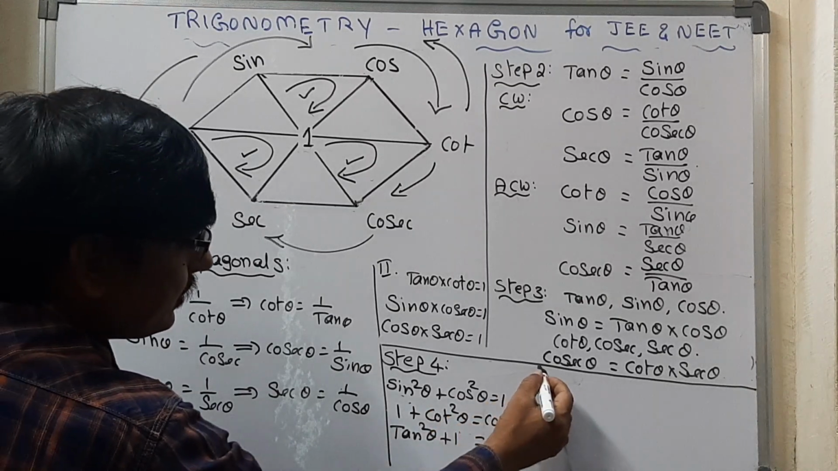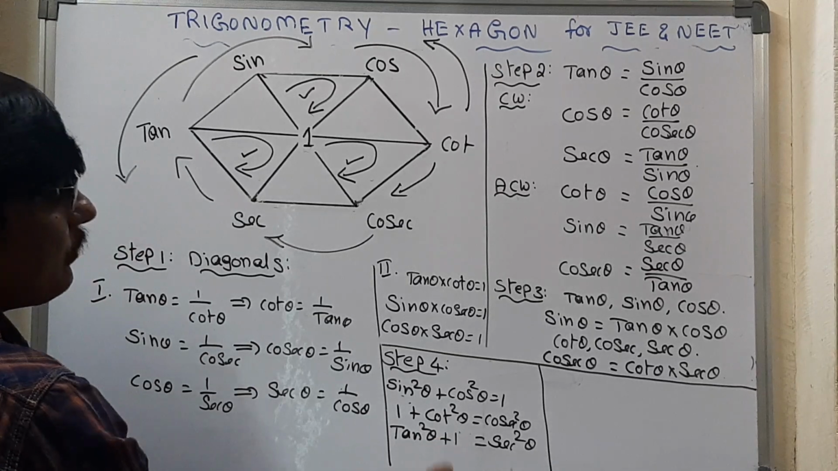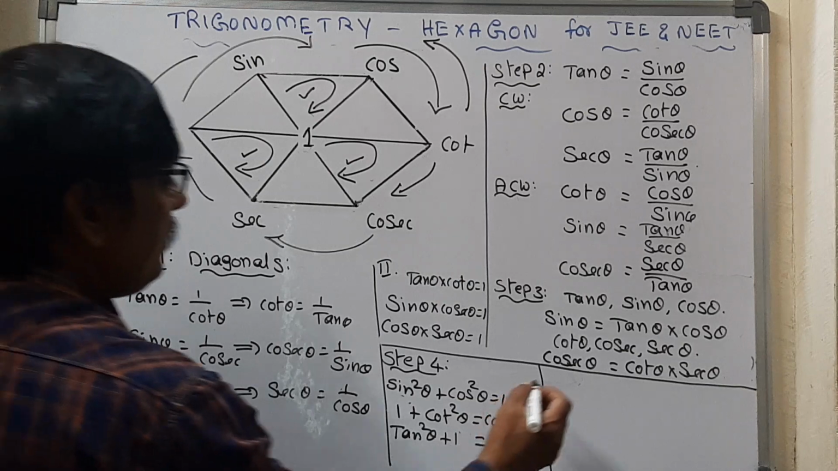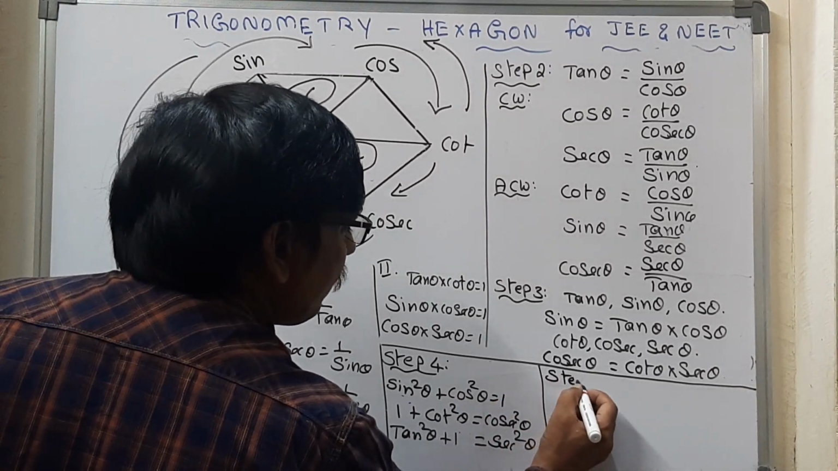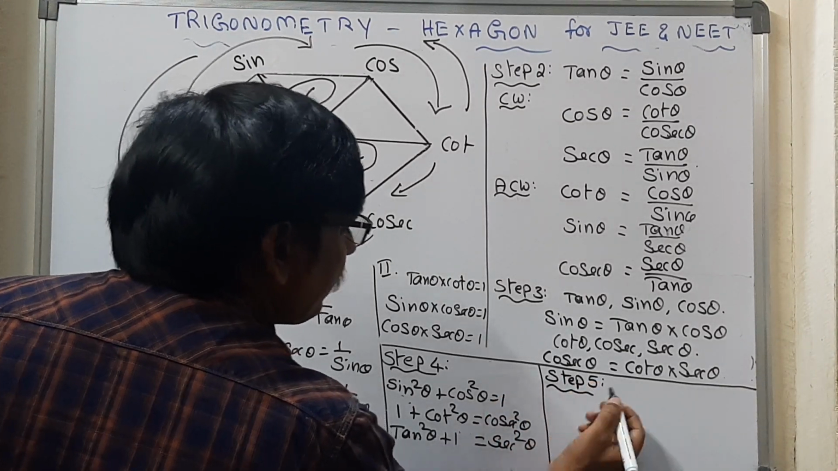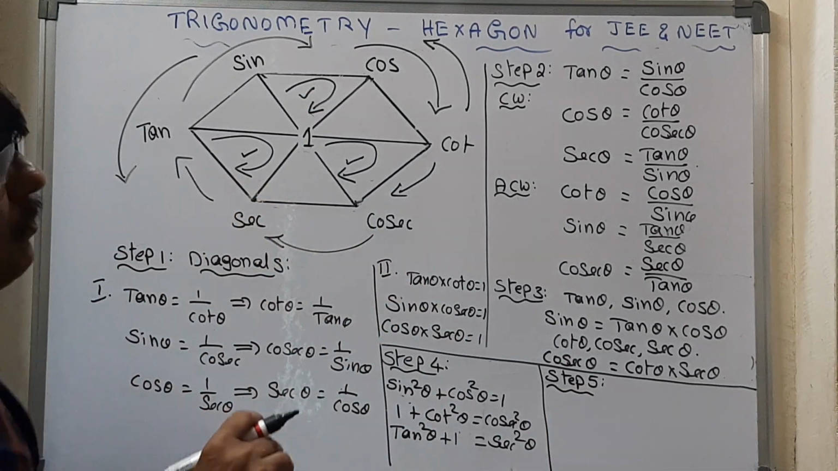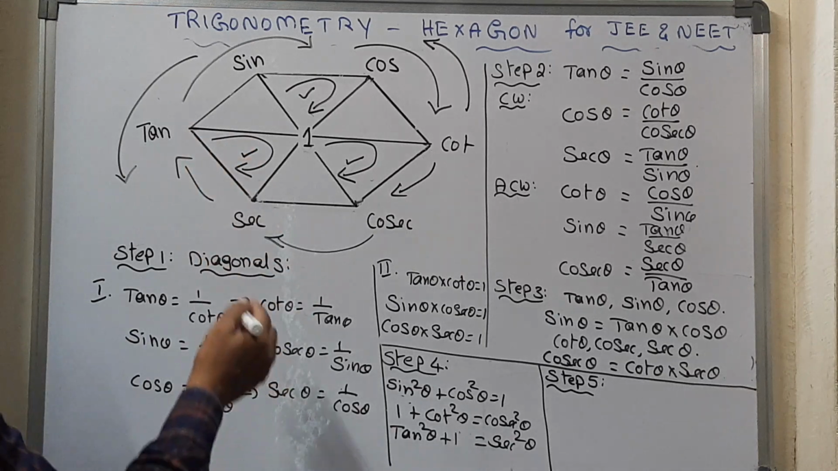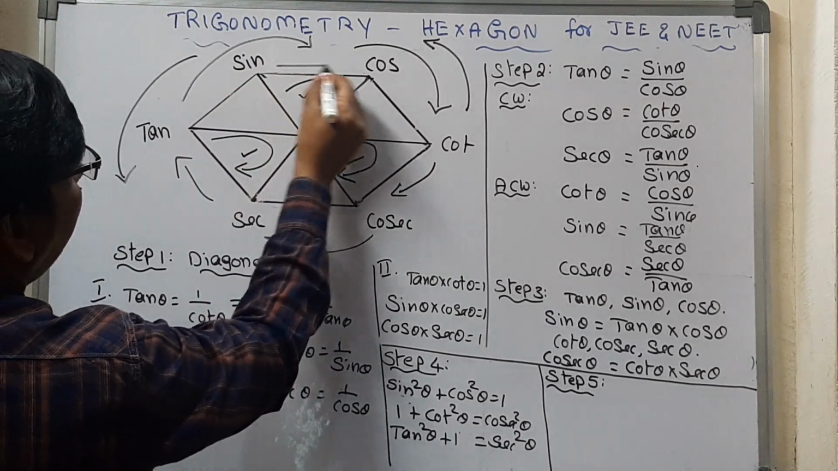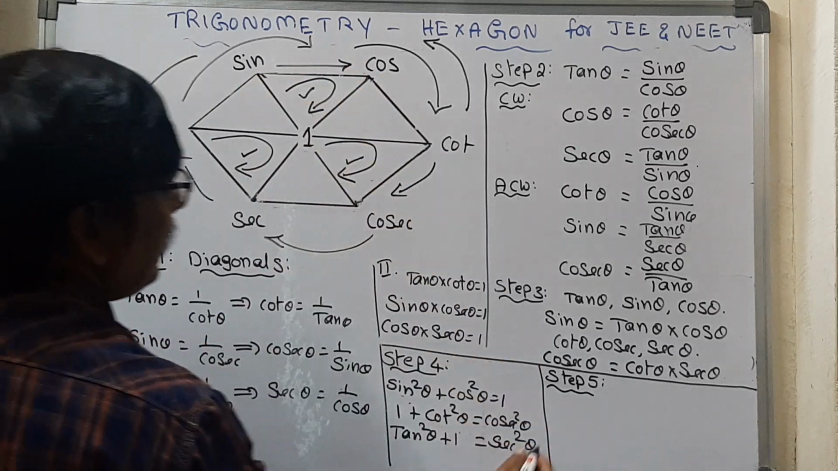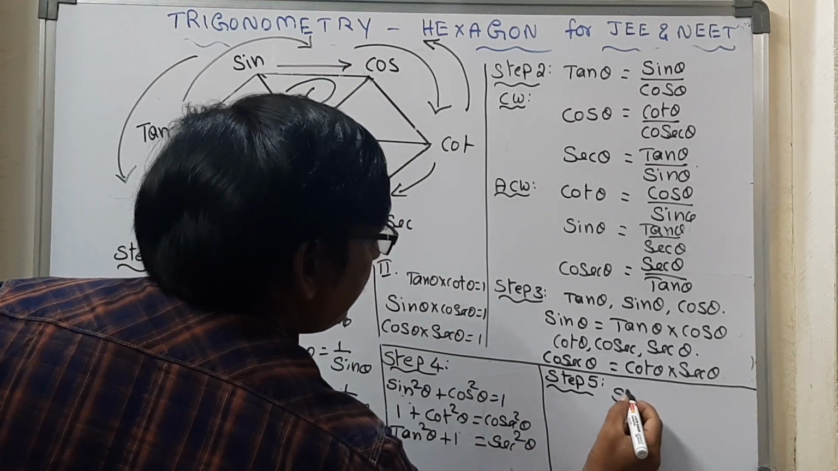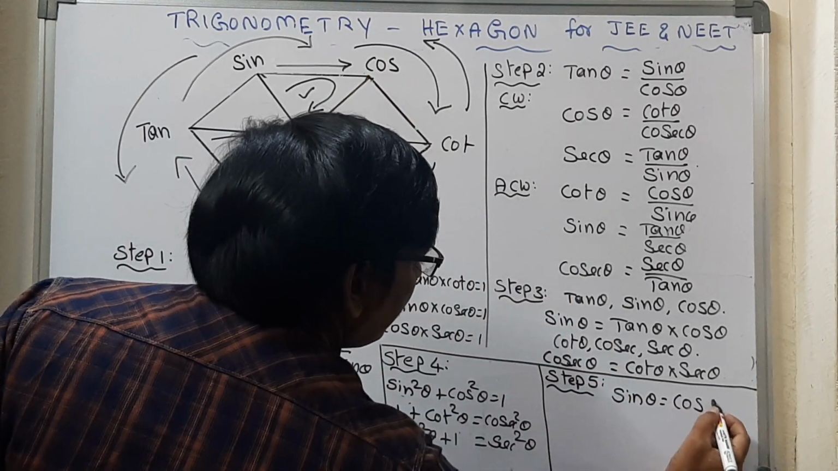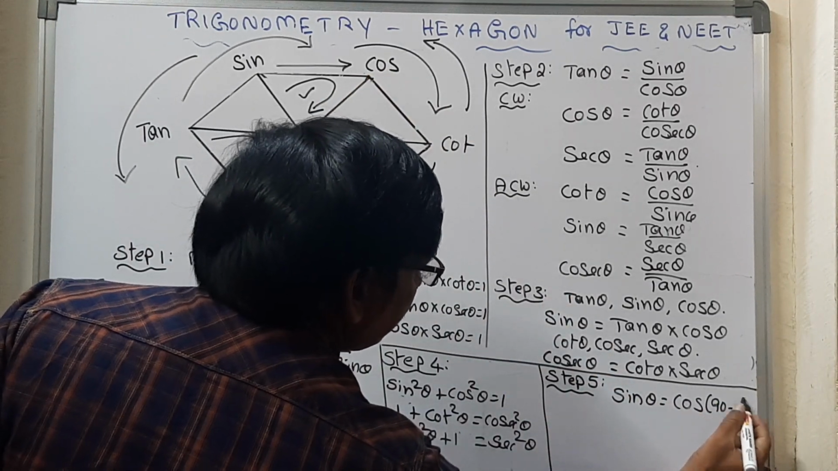What do we call these 3? These are called trigonometric identities. In step 5, let us see what formulas we can take: complementary angles, where the sum of two angles is 90. See here, sine and cos. Sine theta is equal to cos of 90 minus theta.